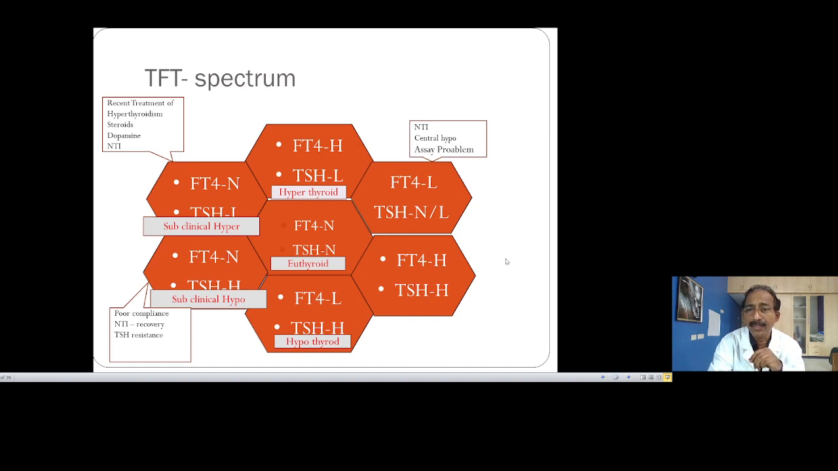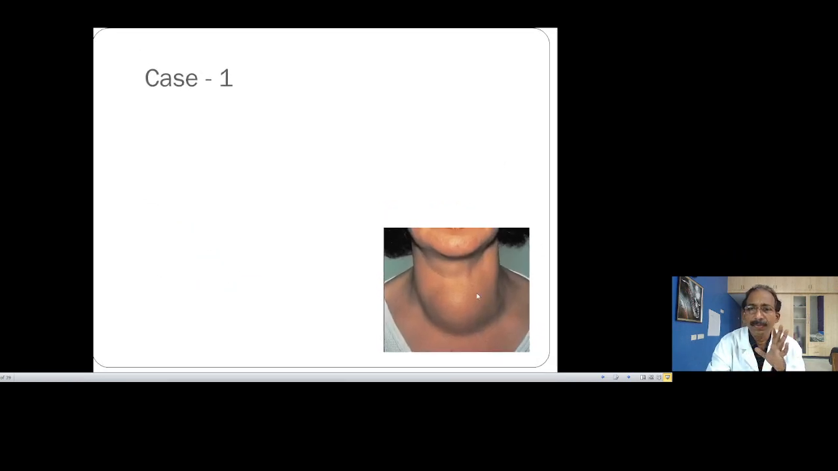So again, you may come across a condition where both are high. The free T4 is high, TSH is not suppressed. So what is that? Again, thyroid hormone resistance, which is called peripheral resistance. The TSH is secreted and free T4 is high, but the peripheral tissues are not responding. So then you have high TSH. So keep in mind, now we'll just move on to the clinical cases.